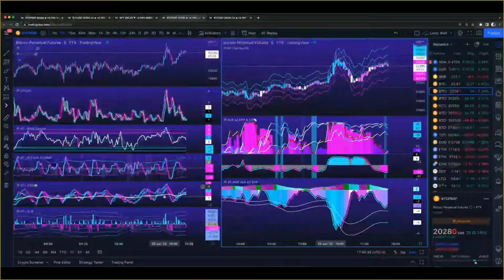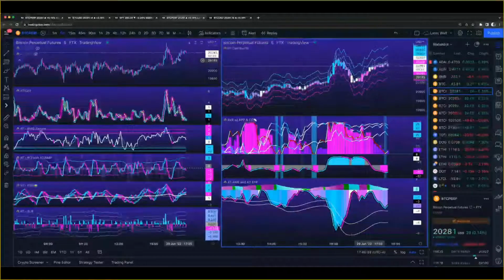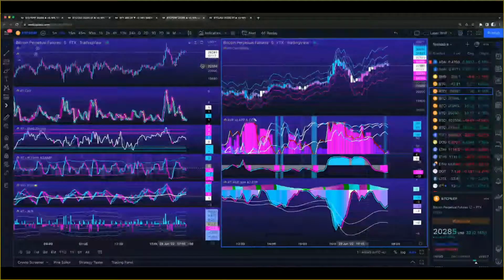And there's no bear div. It's all just on this local set right here. And it's just on the DLP, a little bit on the returns oscillator.